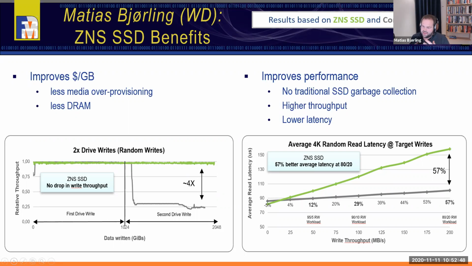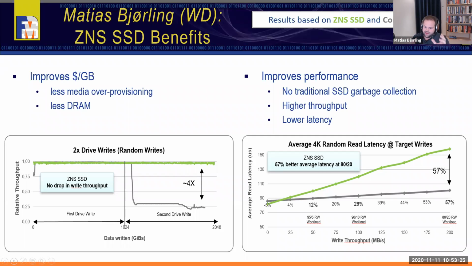On the right side, we see the average read latency while doing writes. We are doing 4K random reads, and the maximum write throughput is 1 gigabyte per second. Imagine we write 100 megabytes per second. When we compare a conventional SSD versus the ZNS SSD with a 90-10 random read-write workload, the average read latency improves by 29%. And it gets even better as you move to an 80-20 random read-write workload, where the average latency improves by up to 57%.